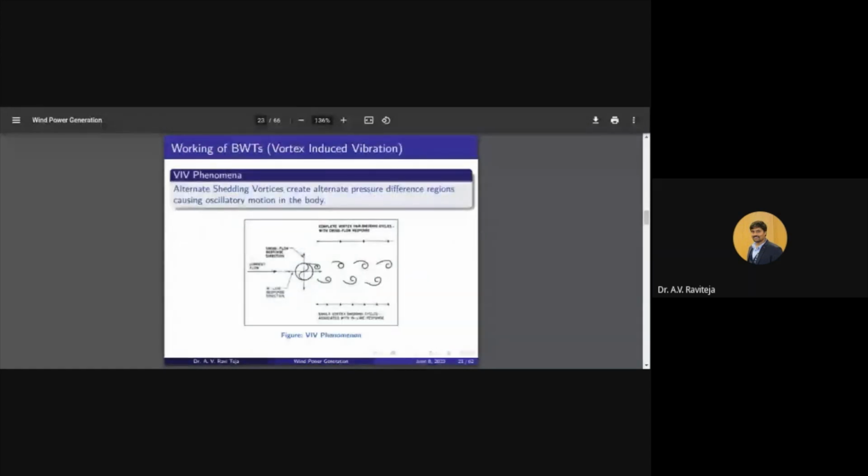So how do bladeless wind turbines work? If we understand that first, then we can see how we can generate power from them. They work on the principle called vortex-induced vibration. That means if wind or any fluid flows through a bluff body, suppose I keep some obstruction here and wind flows through it and hits it, then vortices will be formed.